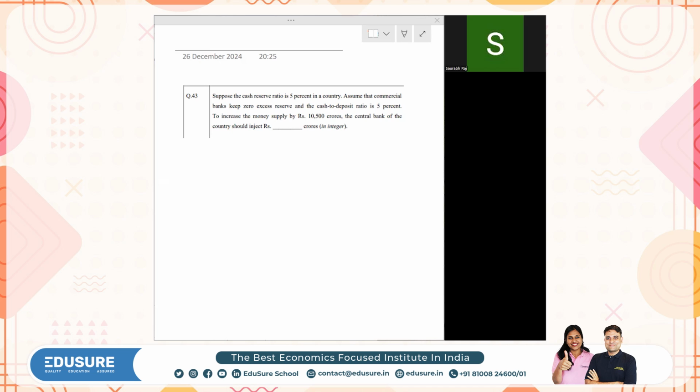So we have given that the cash reserve ratio, that is CRR, is given as 5%, and then we have CDR given as 5%. Okay, and then one more piece of information is that if the central bank injects some money into the economy, then this money will build up, or you can say the change in money supply will be 10,500 crores in future.